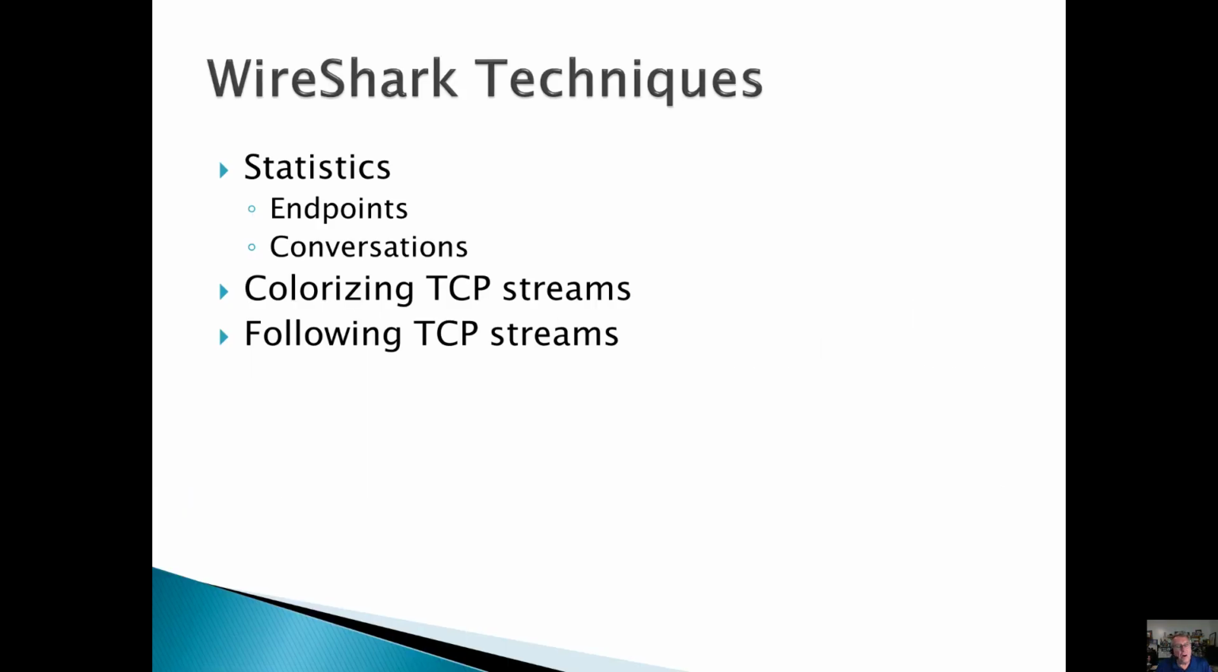So the beginning always, I think, kind of starts the same way. We have statistics that we looked at, I believe, a couple videos ago. Endpoints and conversations are the two statistics that help you start figuring out what's going on. And then we have a technique called colorizing TCP streams and following TCP streams. These are both built into Wireshark, and they help you start understanding patterns. Once again, you're trying to get a global view of what is going on with this attack. And so we use these tools to help us get our arms around it.